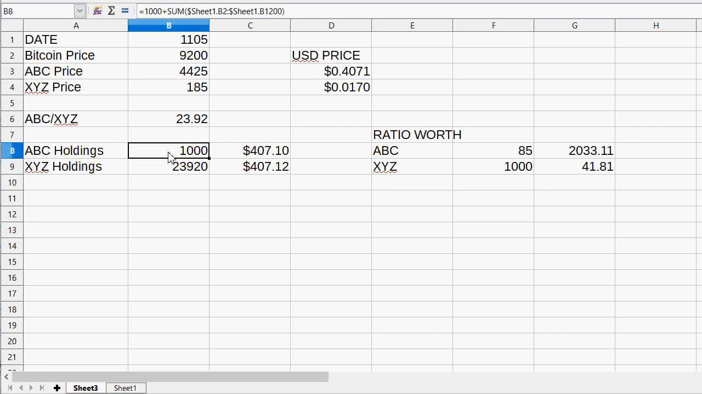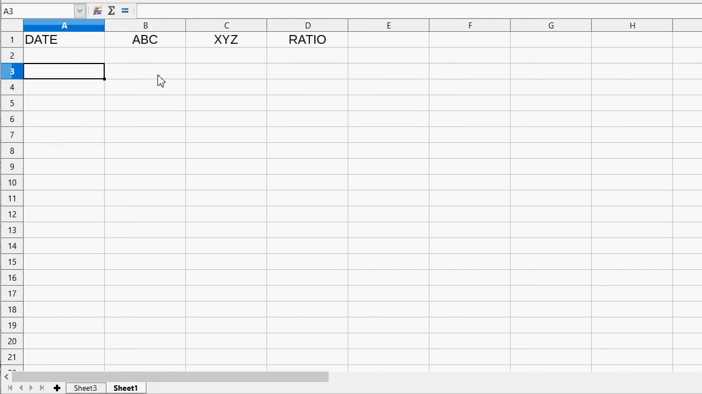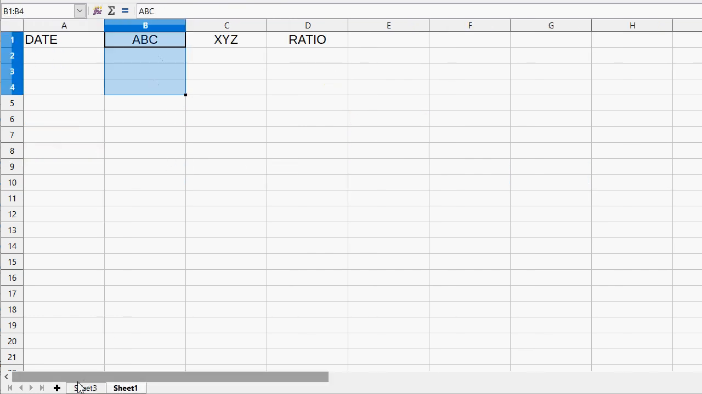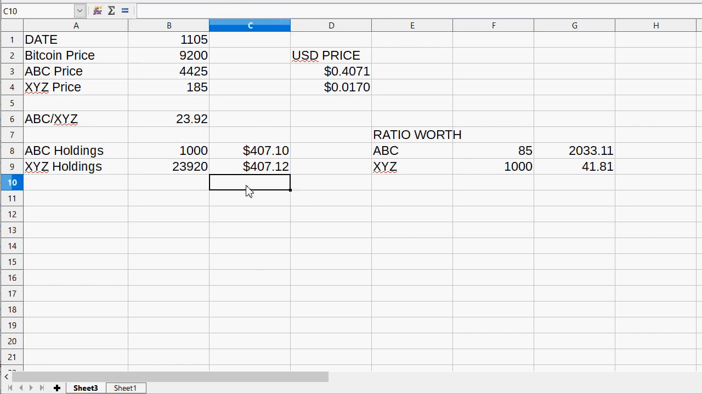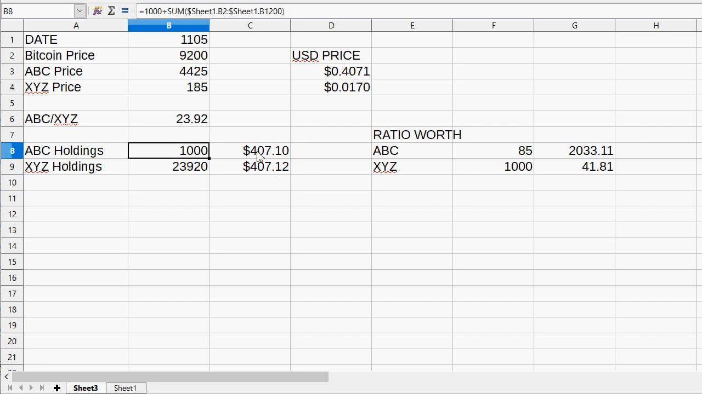To calculate this, it's equals 1,000 plus the sum of these numbers in here. So for ABC it would be the last one, same thing here. When you start off, what I like to do is put the same amount in each one. Say I was looking to put 400 bucks in each coin. Maybe I'll buy 1,000 of this one, and for the one that's 23.9 times higher, I'll buy 23,920. So that's how we start off.